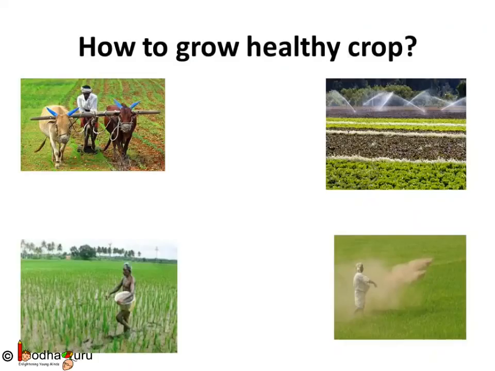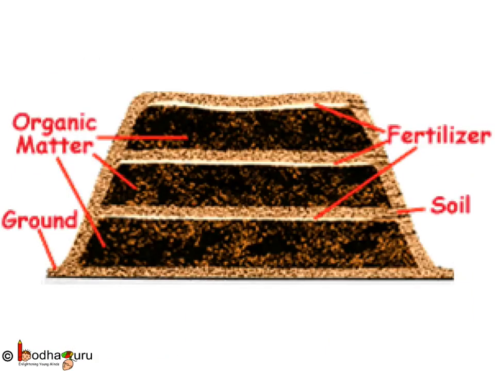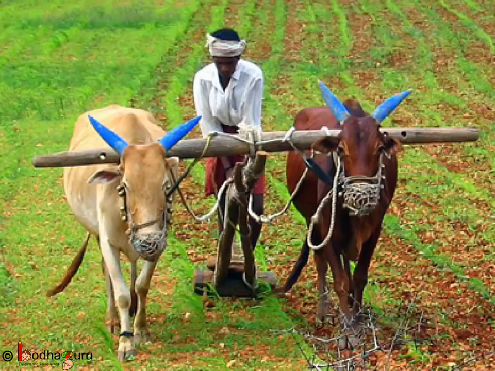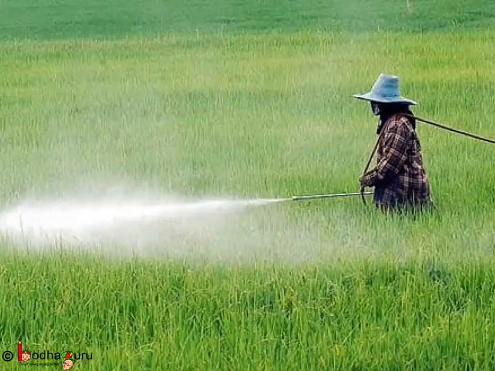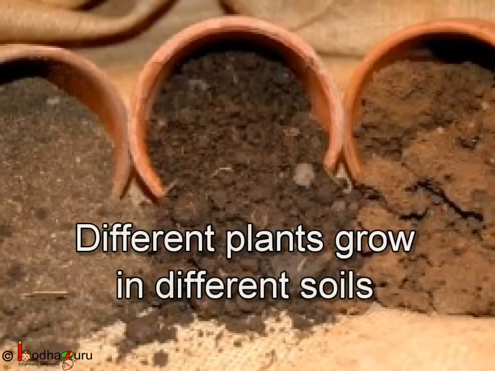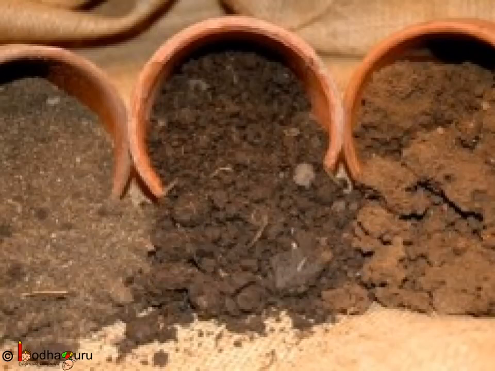So you must have seen how much is to be done for getting a good crop. Preparing good soil, sowing good seed, adding the right amount of water, and spraying insecticides. Also, different plants need different types of soil. One should know what to grow at what time and also the right technique.